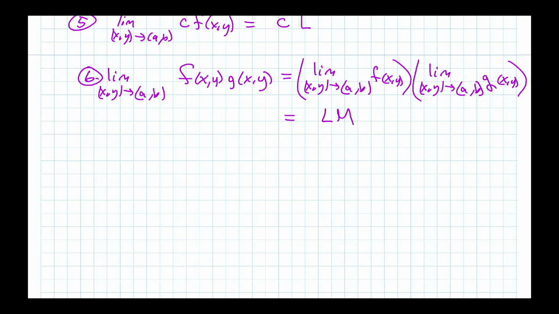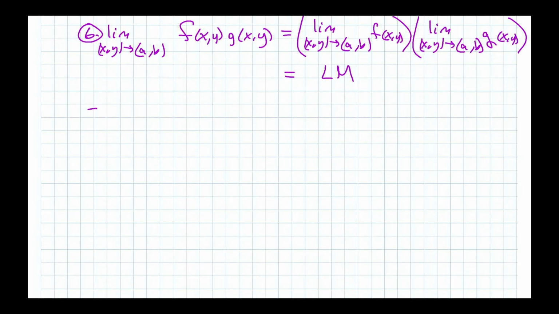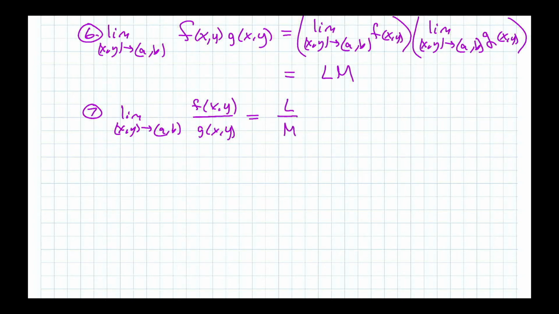Okay, what else? Three more, it takes forever to do these. If you have the limit as (x,y) approaches (a,b) of f(x,y) over g(x,y), then I'm not going to write out this middle step here. The limit of f is L and the limit of g is M, and that would be true as long as there's not a divide by zero. So this is true if M is not zero. Right, no divide by zero allowed, of course.